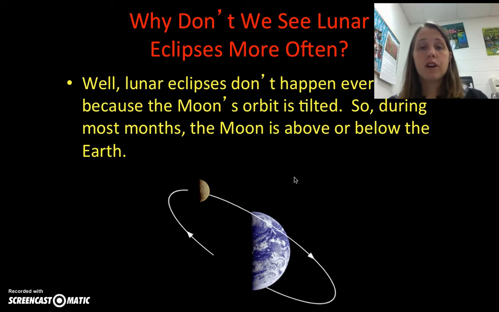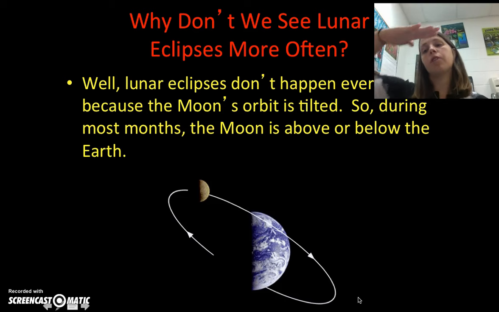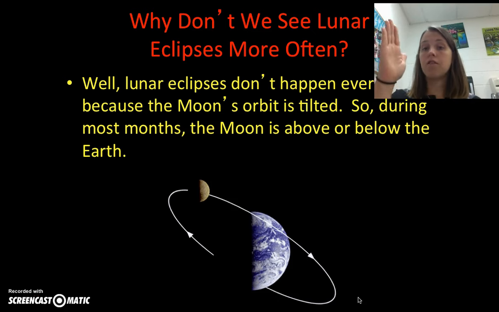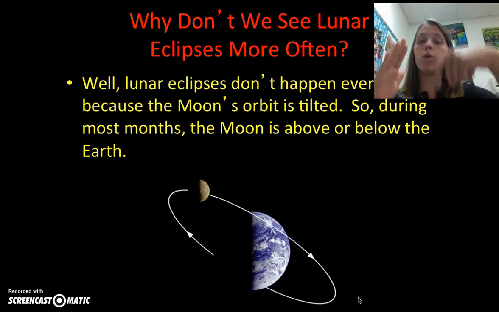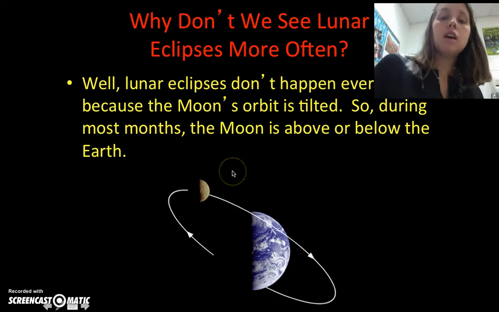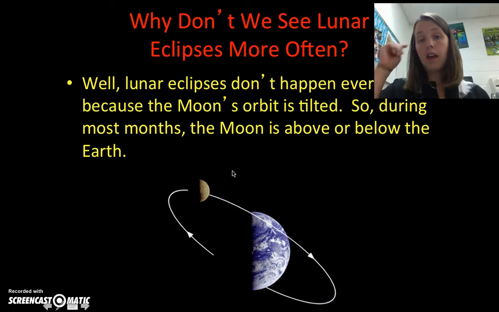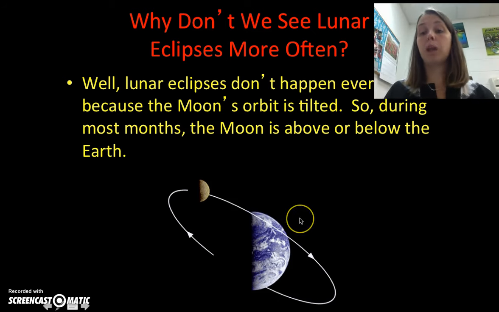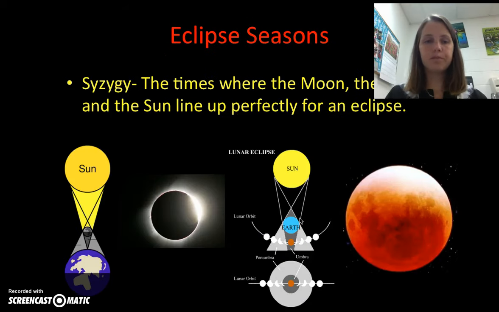So why don't we see lunar eclipses more often? Well, eclipses don't happen every month because the moon's orbit is tilted. So you guys know, like we said, it's in an ellipse, but it is also on a tilted axis. So it doesn't go around like this, because the Earth is not like that, right? Remember, because of the seasons, the Earth is also tilted, so the moon's orbit is tilted. So during most months, the moon is above or below the Earth, and because of that, it can't directly block out the sun. So that's why we don't see eclipses more often.